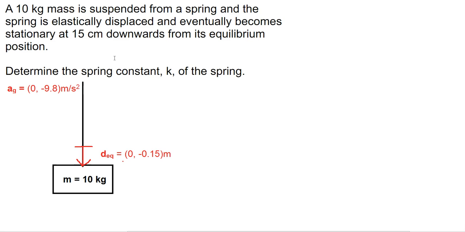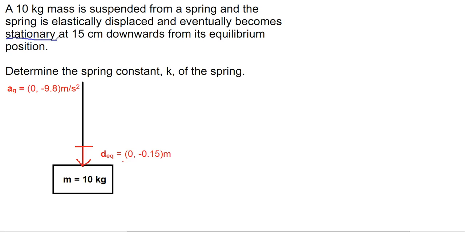So here's a particularly relevant example. Let's say you take a 10 kilogram mass and you suspend it vertically from a spring. And you find that this particular spring, once you hang the mass up, gets stretched 15 centimeters downwards, or it undergoes a displacement of negative 0.15 meters in the y direction. And you're told that after it stretches there, it comes to a complete stop. In other words, it is stationary once it has stretched this particular amount.